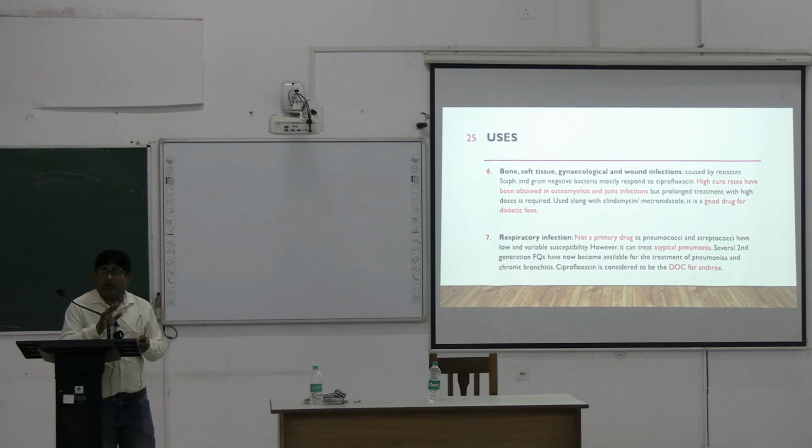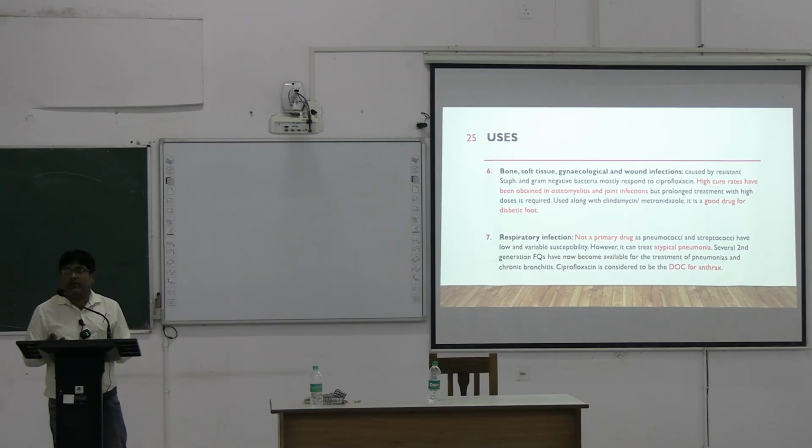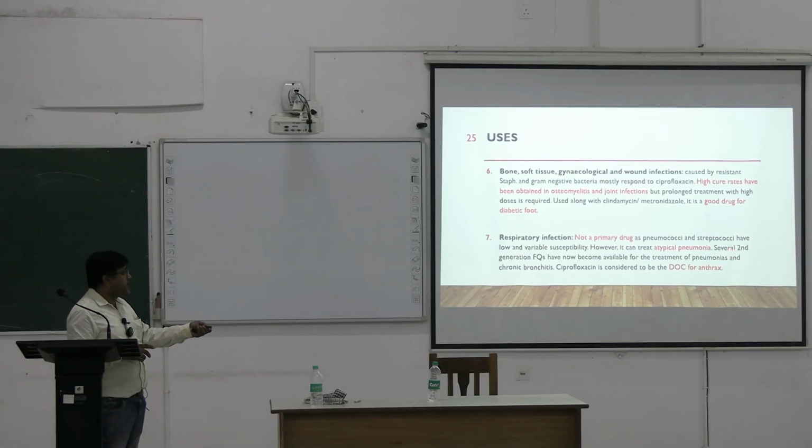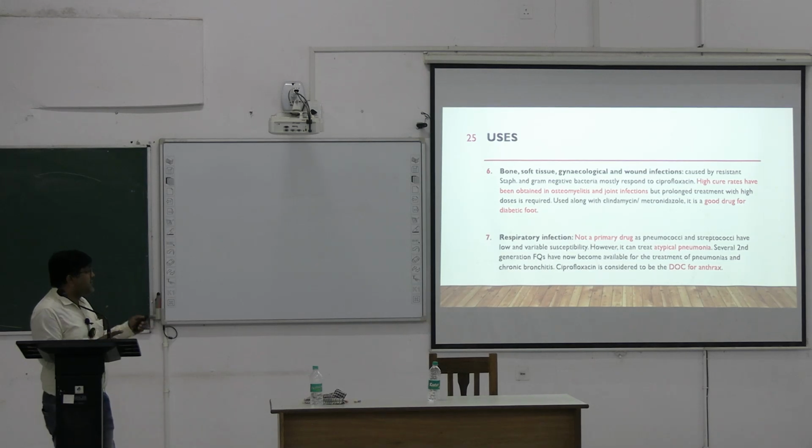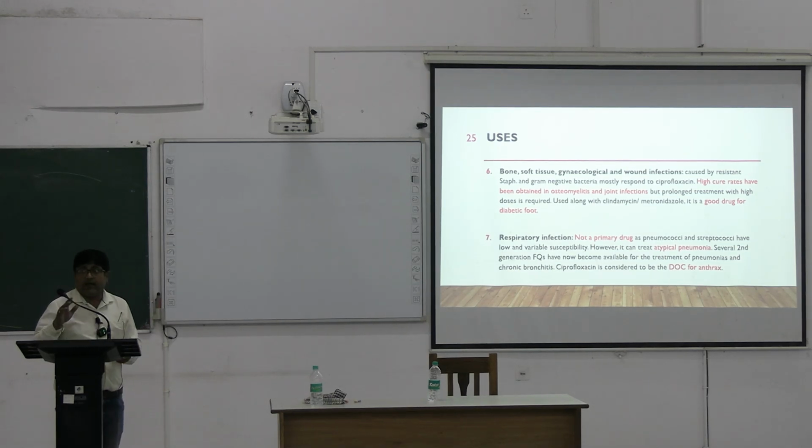In respiratory infection, it is not a primary drug to be used. Why? Because they are not active against Streptococcus pneumoniae. Streptococci have low and variable susceptibility, however, it can be used to treat atypical pneumonia like that of macrolides. Several second generation fluoroquinolones have now become available with extended antimicrobial activity for the treatment of pneumonia and chronic bronchitis. And ciprofloxacin is a drug of choice in anthrax patient.